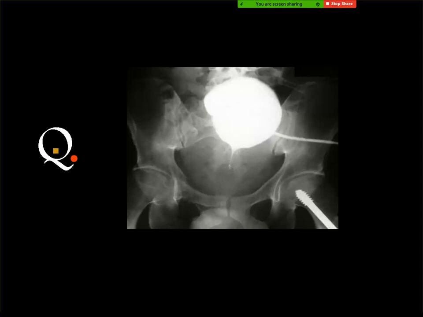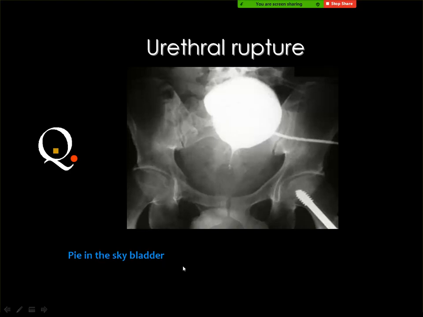Intraperitoneal rupture of the urinary bladder? The bladder is intact. You see this is the urinary bladder and the catheter inside it. The problem is in the urethra. The urethra is ruptured and the bladder is floating high up, which is known as pie in the sky. You remember this term? Yes, this is rupture of the urethra with the bladder like the pie in the sky.